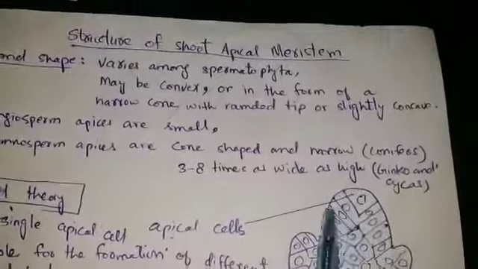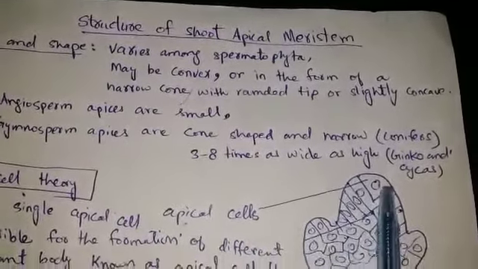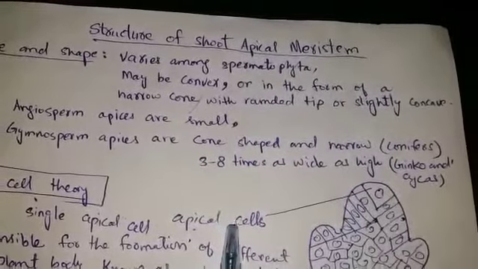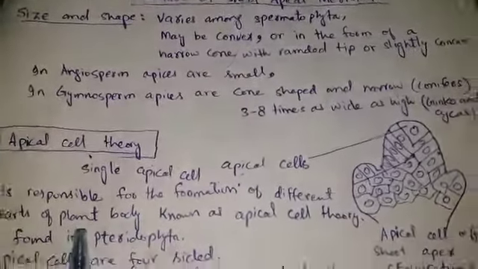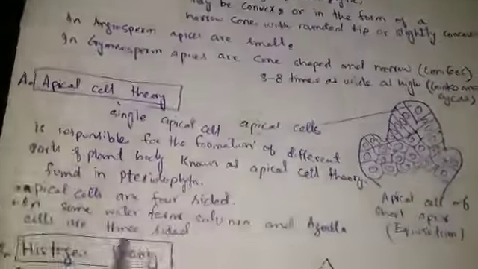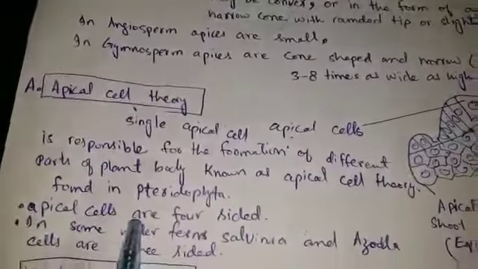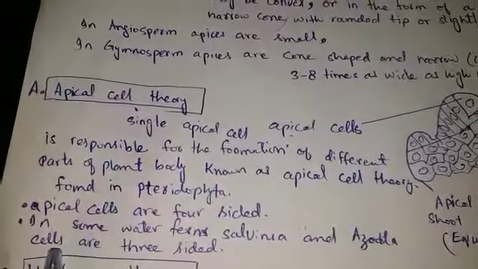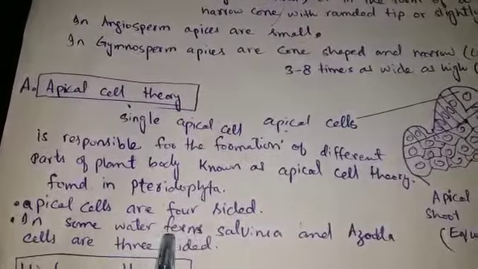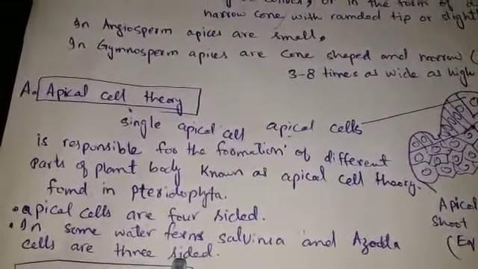Here the cell is shown at the tip, and it is called apical. This region is called apical cells, and they are responsible for the formation of different parts of the plant body, known as apical cell theory. There are some features. One is the apical cells are four-sided. Number two, in some water ferns, Salvinia and Azolla, cells are three-sided.